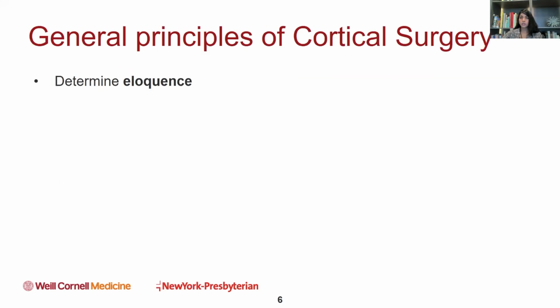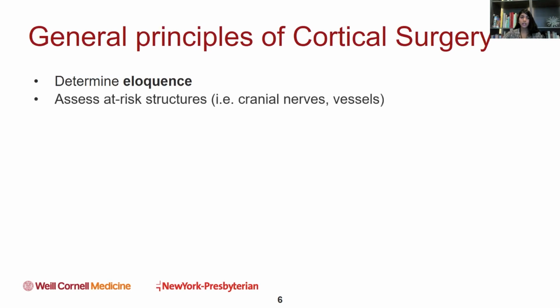So in terms of how we think about doing surgery on things like this, we first determine eloquence. I'm going to talk a little bit more about what it means to be eloquent. Eloquence generally just means, does something have a function that can't be replaced by something else in the brain? So does it have a critical function that we rely on for our daily activities? And we'll talk about the different areas that are considered eloquent. We assess at-risk structures. So what is it near?